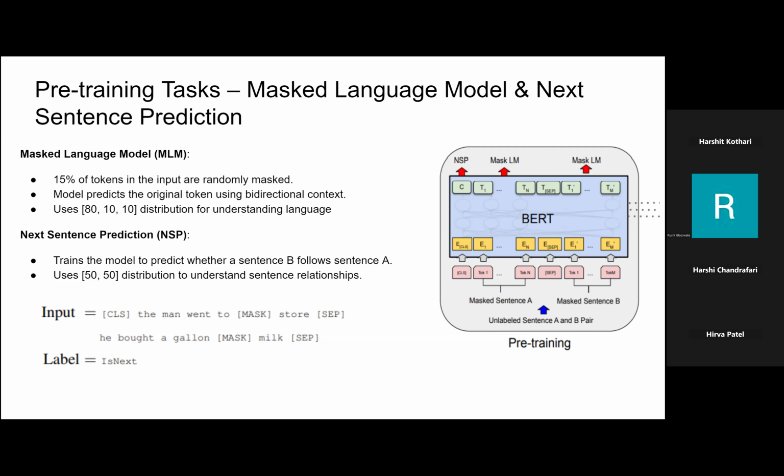For the next task, it is next sentence prediction. Two sentences are given to the model and the distribution is 50-50%. There is a 50% chance that the sentence has logical sense following the previous one. So, next.